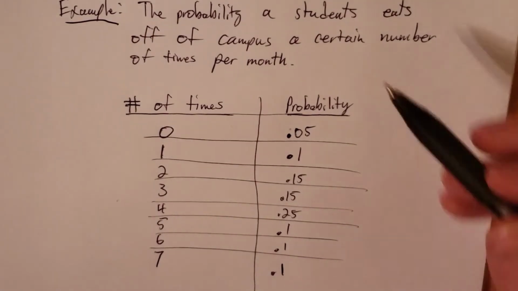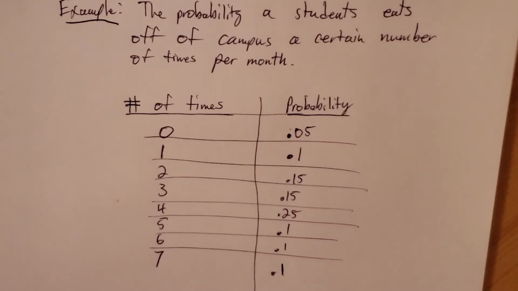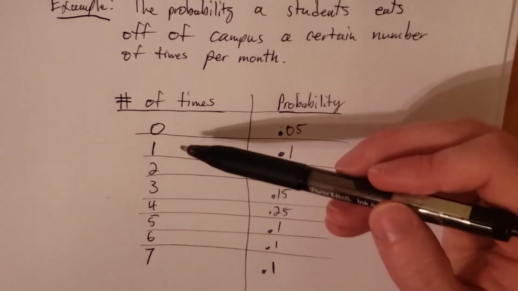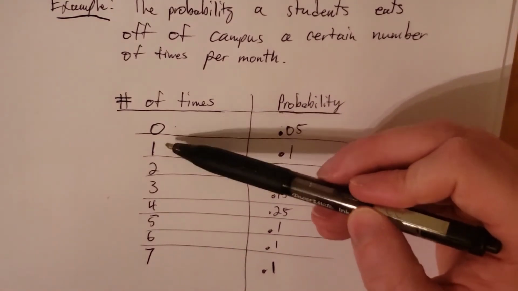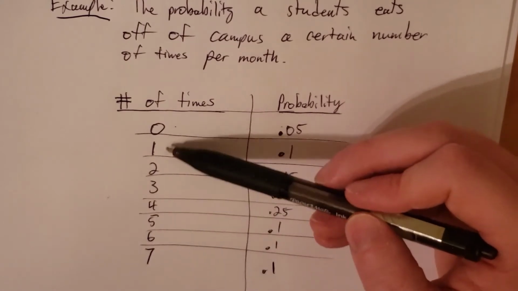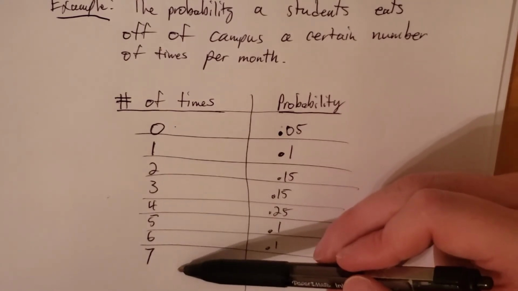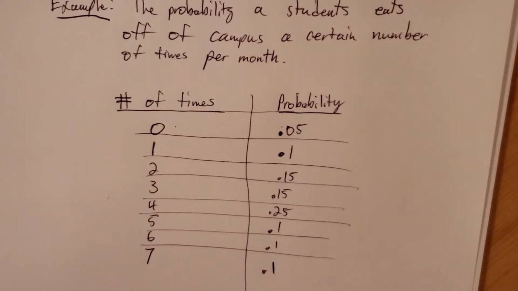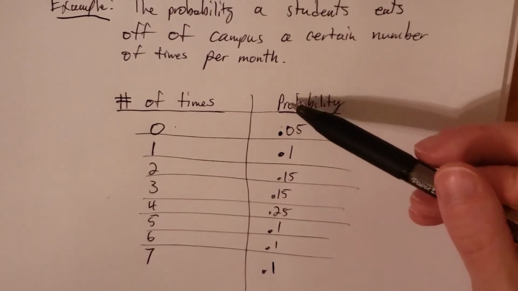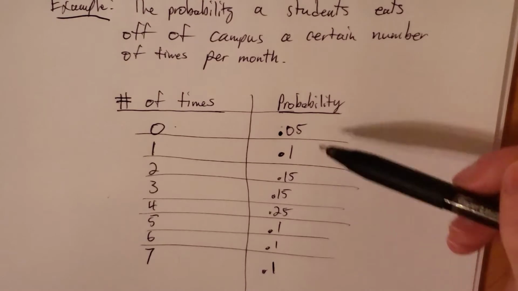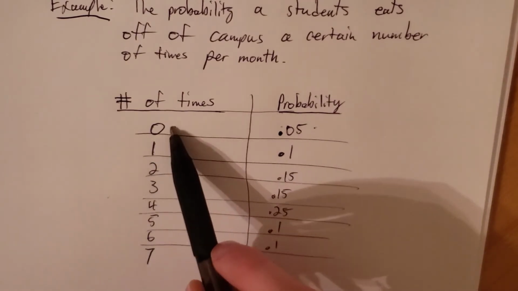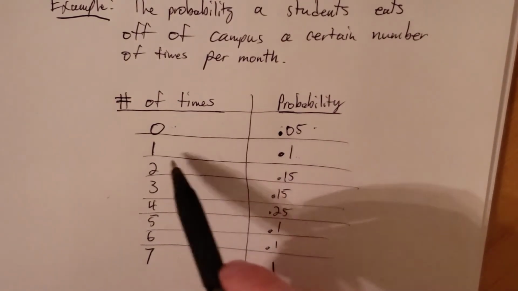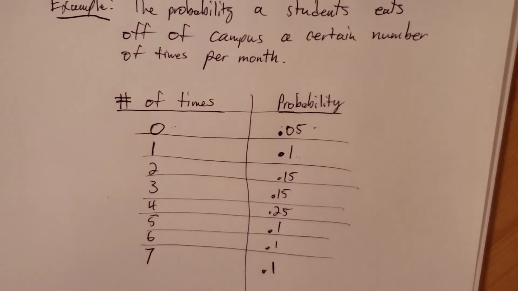Again, we're just supposing we have this data, and this is a probability distribution for a discrete variable. Again, the discrete variable, because this represents a count. In this case, the number of times that students eat off of campus each month. And then we survey a lot of students, and we say 5% of them fell into this category, 10% fell into the category of eating off campus 1 time a month, and so on.